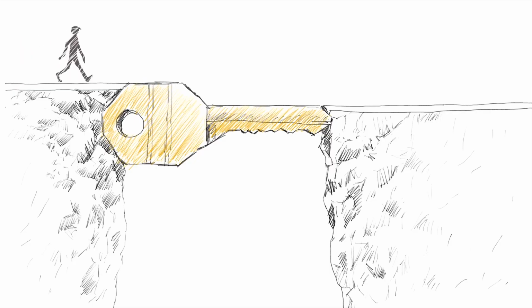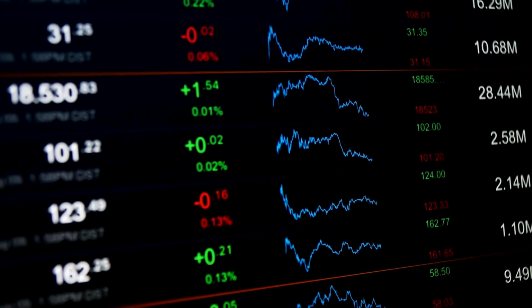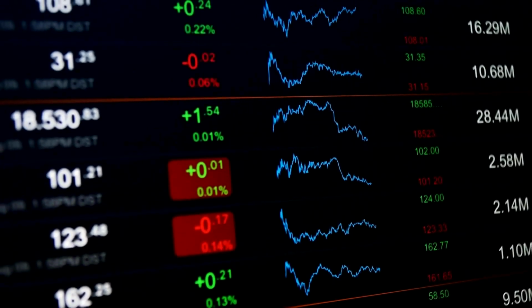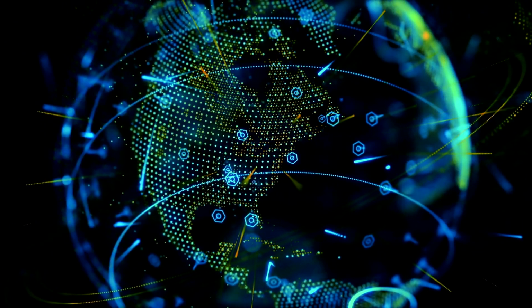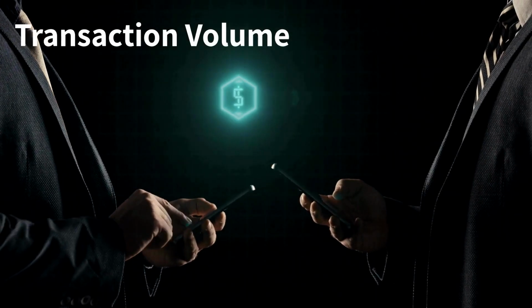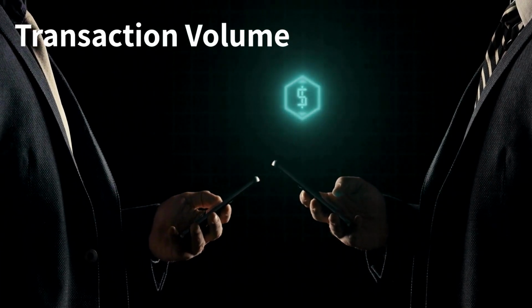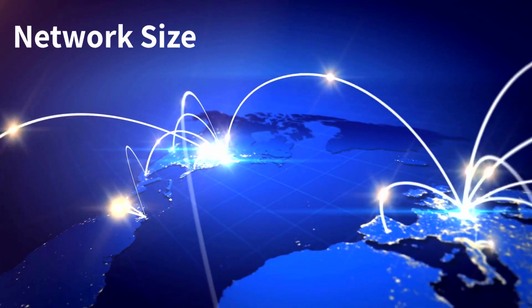Let's break down some of the key terms and concepts related to fundamental analysis. Market capitalization, or market cap for short, is the total value of all the blockchain's native coins in circulation, something like the total value of all a company's stock on the stock market. It's an important metric because it gives you an idea of the size of the ecosystem. Transaction volume is pretty self-explanatory. It's the number of transactions processed by the blockchain network. And network size is the number of nodes or participants in the network.